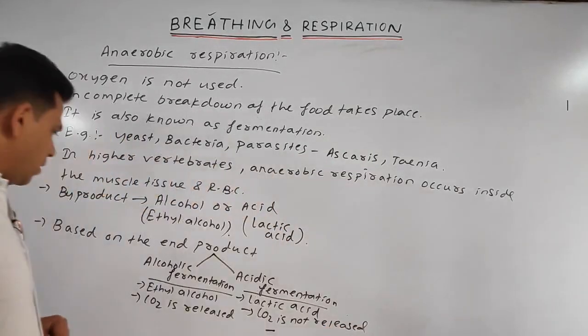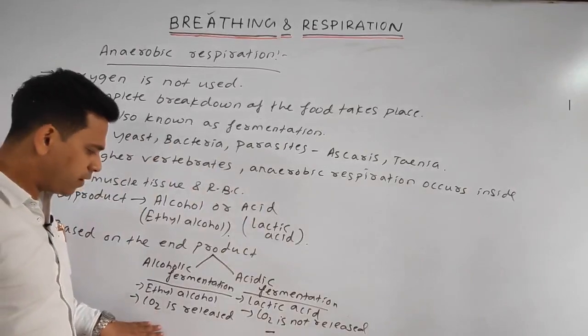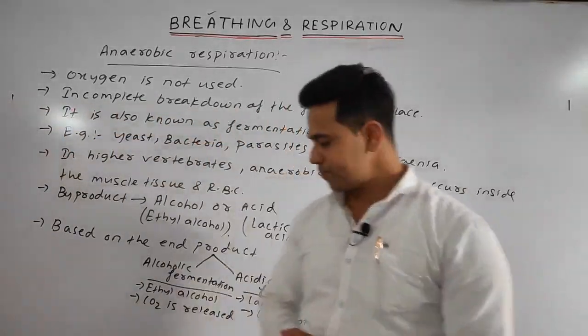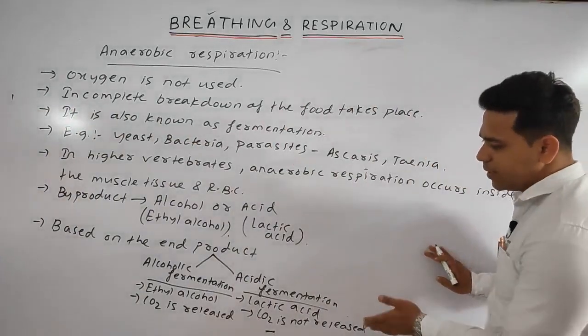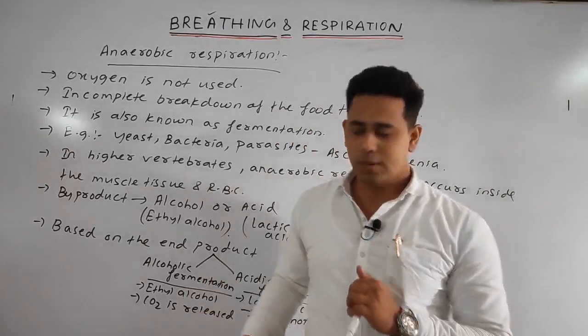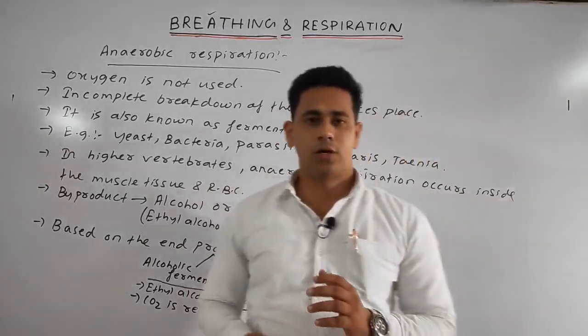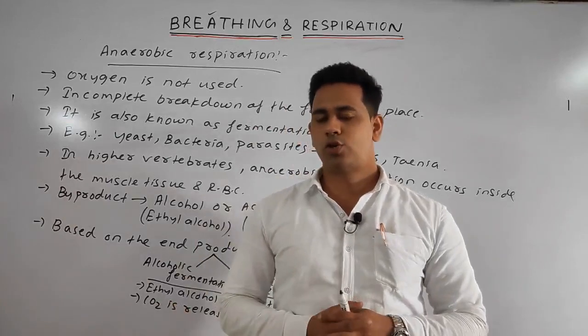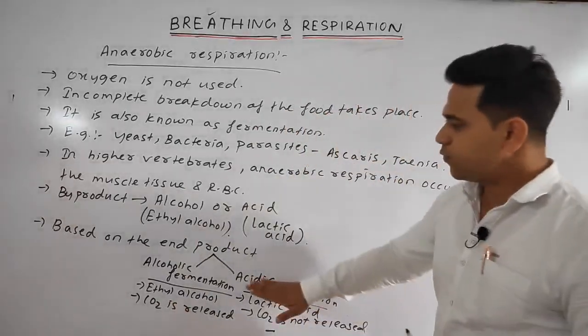Okay. So the alcoholic fermentation is generally used for the production of alcohol, whereas the acidic fermentation is basically used where lactic acid is formed, in the case of muscle tissue or muscle cramp, and also in lactobacillus. Okay, so this is for your extra knowledge.